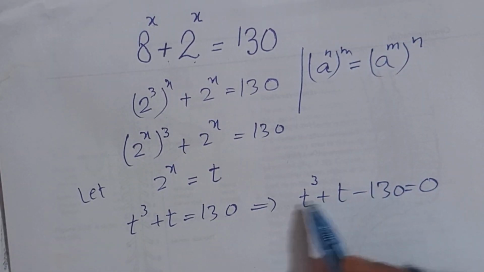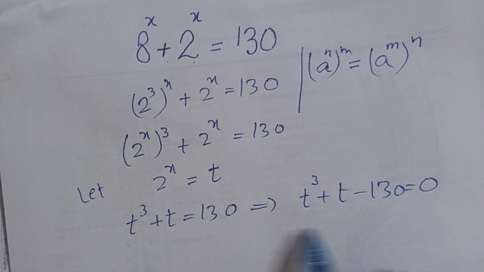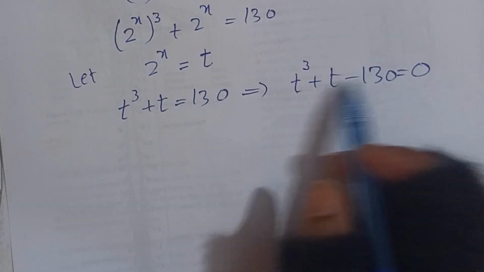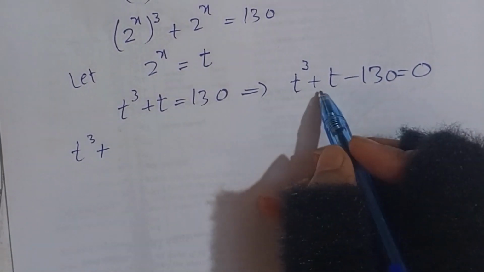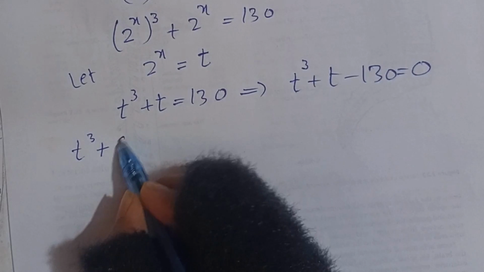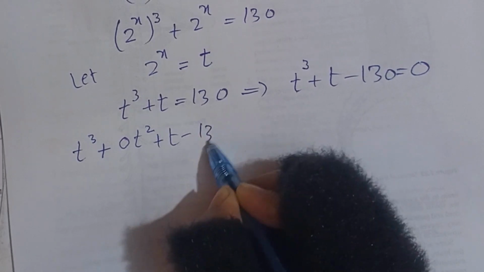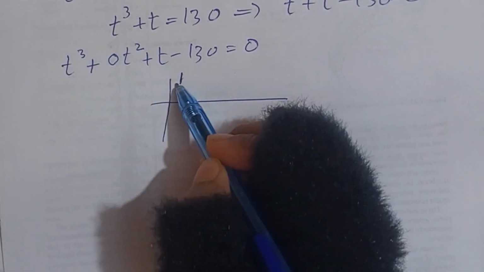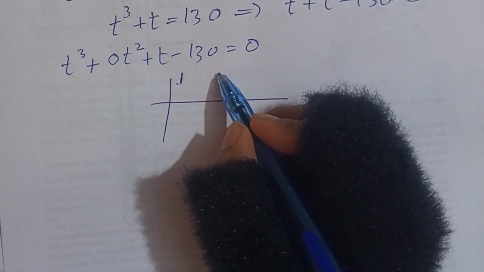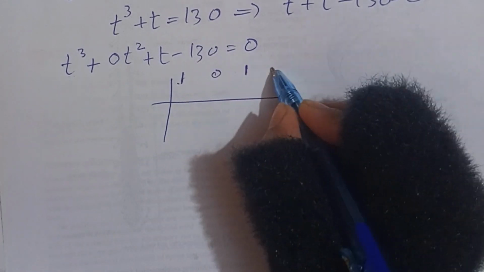Now we have different methods to solve a cubic equation. The one method that I select is synthetic division. For synthetic division, we rearrange this equation. So this will become t cube, and there's no term of t square, so we write 0 times t square plus t minus 130 is equal to 0. And now we write the coefficient of t cube is 1, the coefficient of t square is 0, so we write here 0, the coefficient of t is 1, and after that the constant is minus 130.